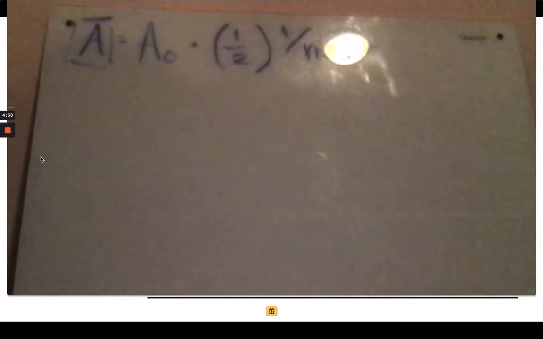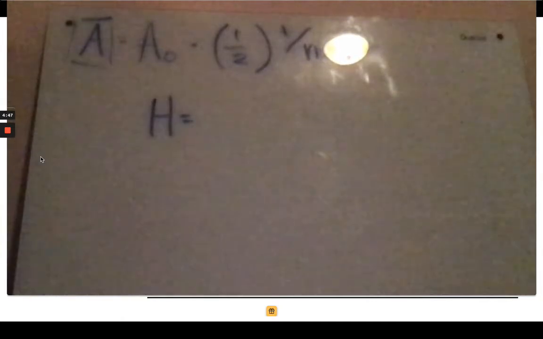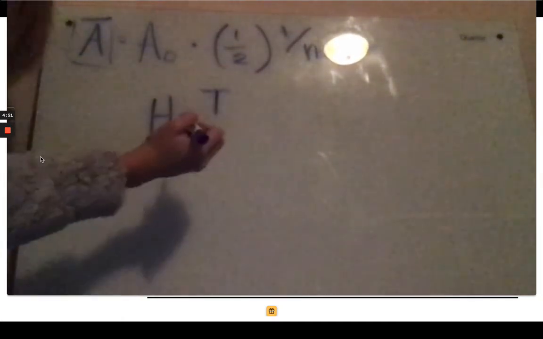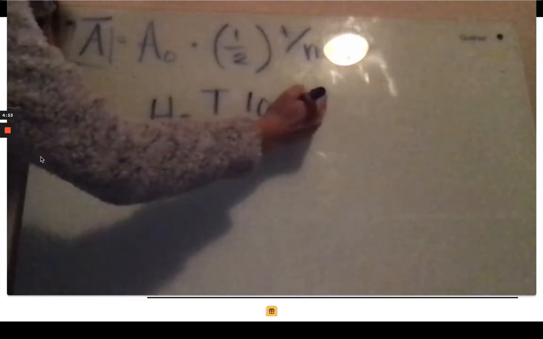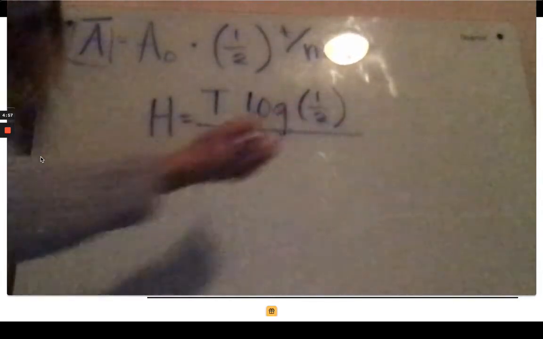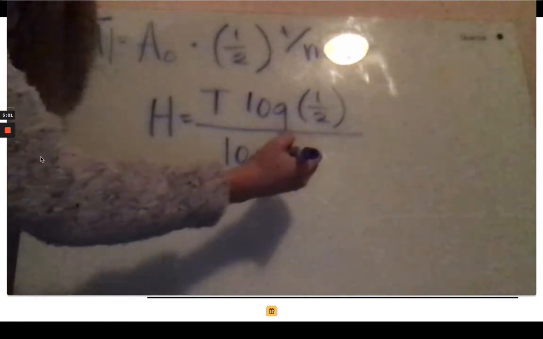You can also sometimes search for H. You can also sometimes search for T. So I am going to give you the formula when we look for H, for our half-life. So when we're trying to find the half-life, our equation is going to be H equals T times log of 1/2 divided by log of A over A naught.